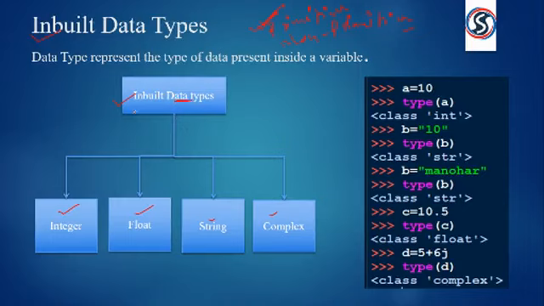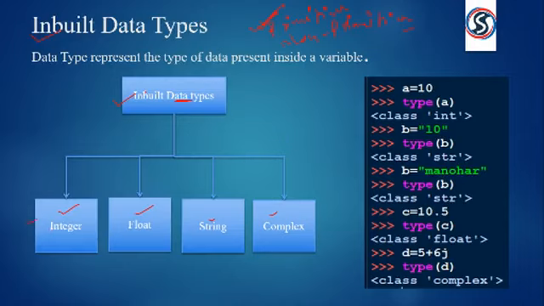So every value in Python has a data type, and since everything is an object in the Python programming language, the data types are actually in the form of classes, and variables are instances of these classes.